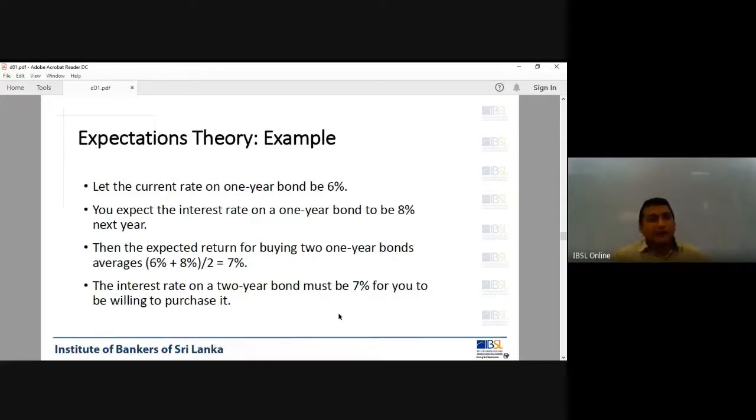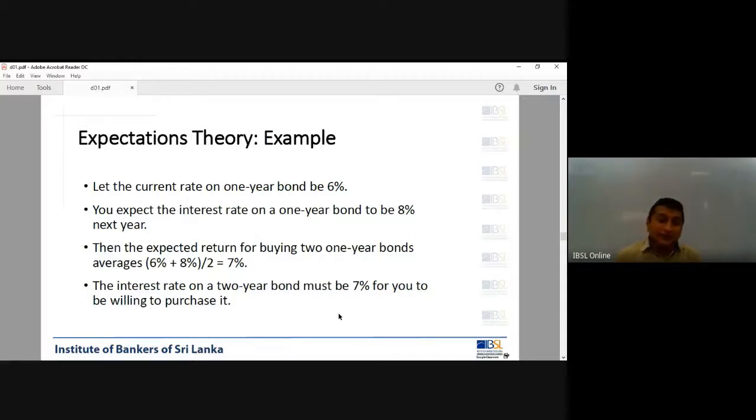It is very straightforward. Let's assume the current interest rate on a 1-year bond to be 6%. So today's 1-year interest rate is 6%. And the investors expect the interest rate on a 1-year bond to be 8% next year. So the first year it is 6% now, the 1-year interest rate, but you are expecting the 1-year interest rate one year from now, that means next year, to be 8%.